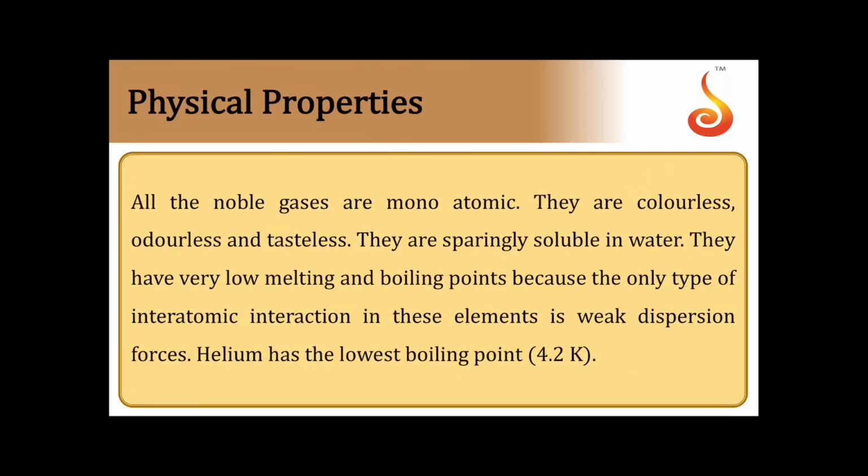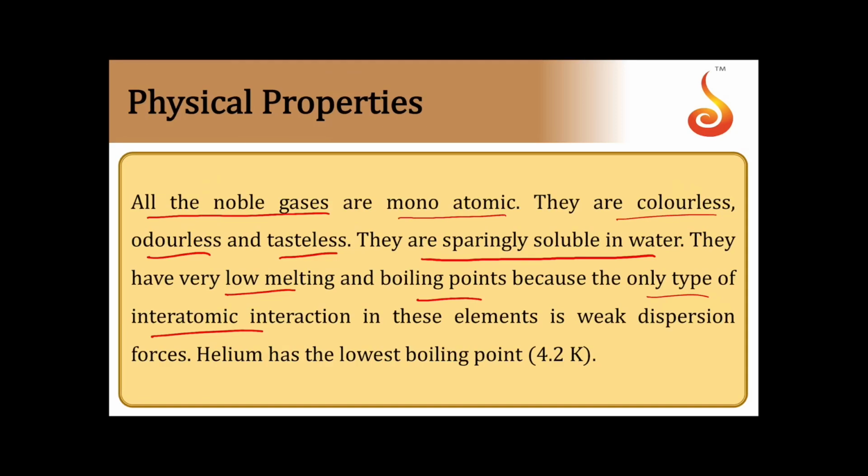Then the physical properties of these elements. All noble gases are monoatomic in nature. They are colorless, odorless and tasteless gases. They are sparingly soluble in water, and they have very low melting as well as boiling points, because the only type of interatomic interactions present is weak dispersion forces. Helium has the lowest boiling point, which is 4.2 Kelvin.